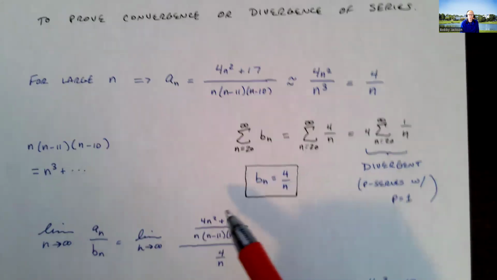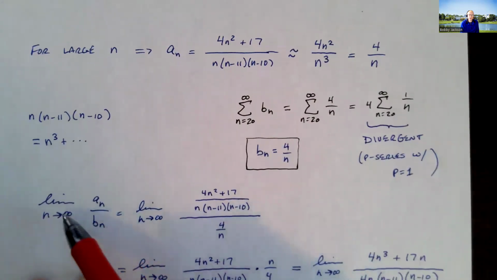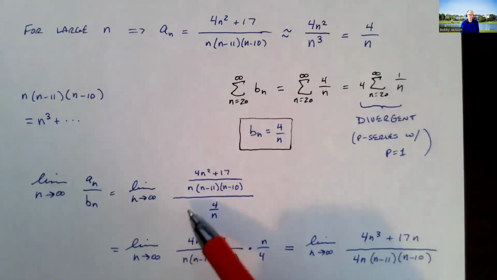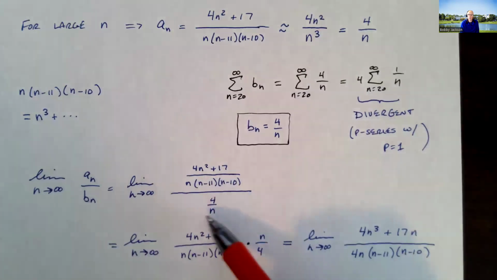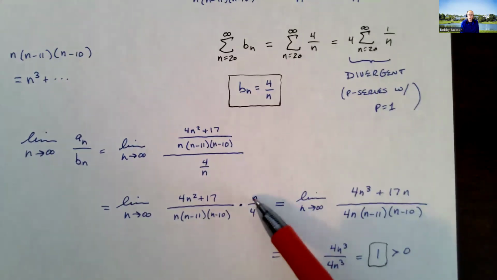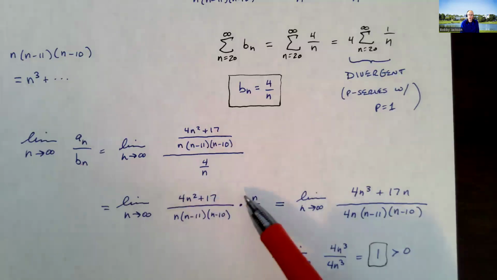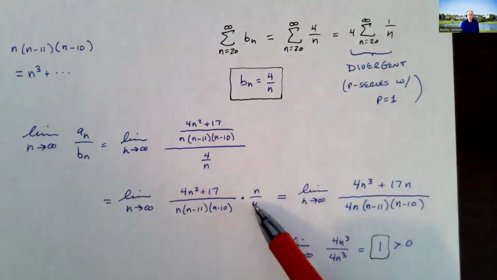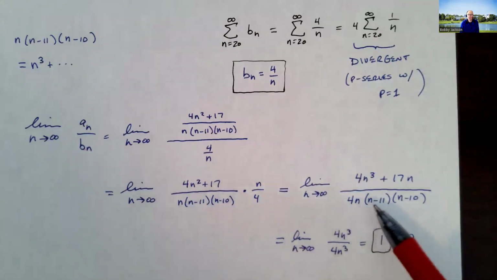And then the limit comparison test, remember, works this way. We take the limit of the a sub n's to the b sub n's as n goes to infinity. So there's my a sub n's, there's my b sub n's. Divided by 4 over n is the same as multiplying by n over 4. Distribute here, I get 4n cubed plus 17n. And here I'll just get 4n times all this stuff.